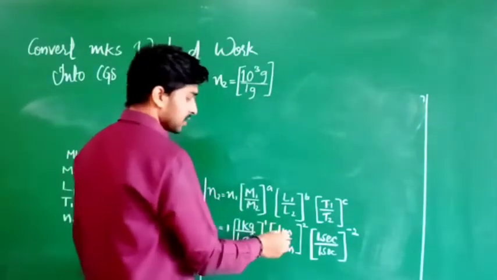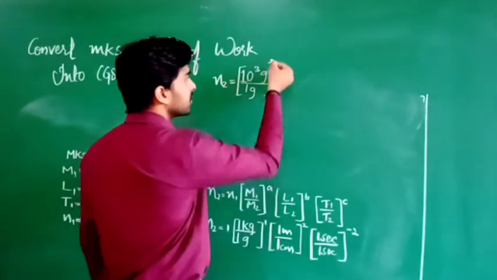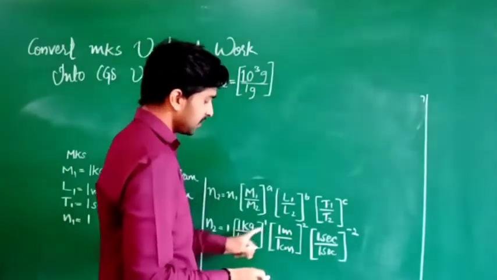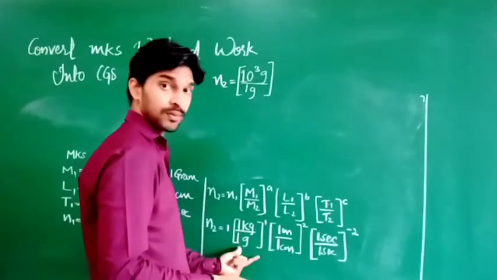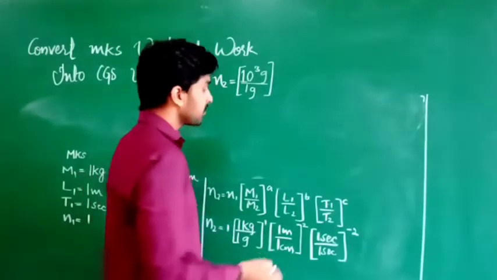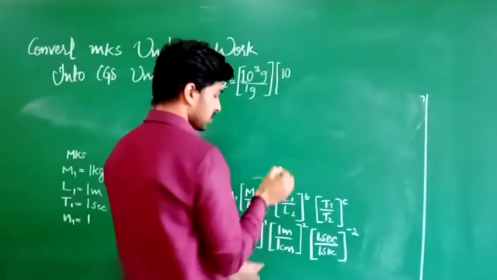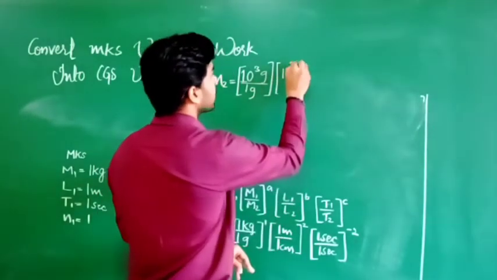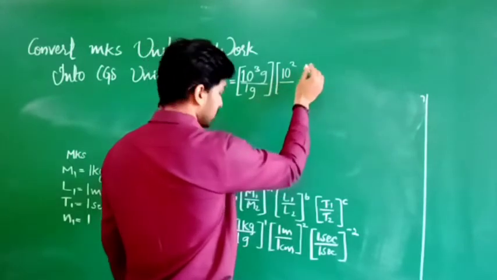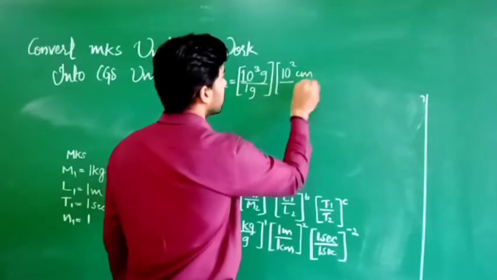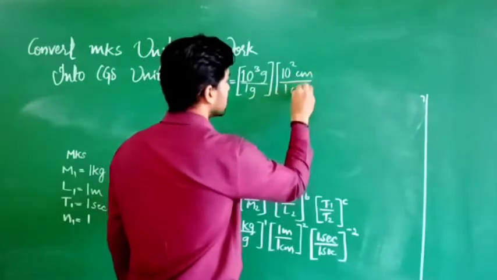Okay. Next, here 1, if you want to write you can write, otherwise leave it. Anything power 1 is this value. Okay. So next, 1 meter means what can I write? In 1 meter how many centimeters are there? 100 centimeters or 10 to the power of 2. 100 can be written as 10 to the power of 2 now. So 10 to the power of 2 centimeter whole divided by 1 centimeter.